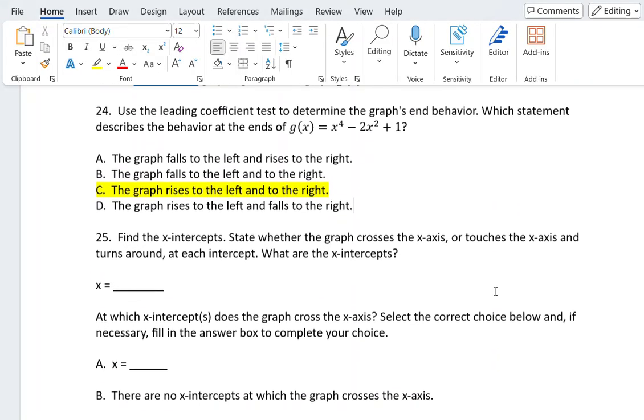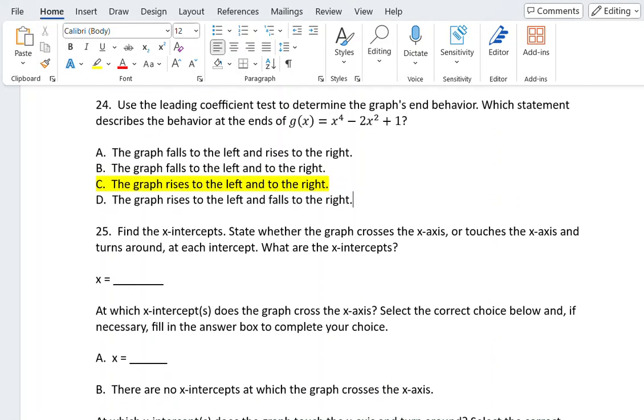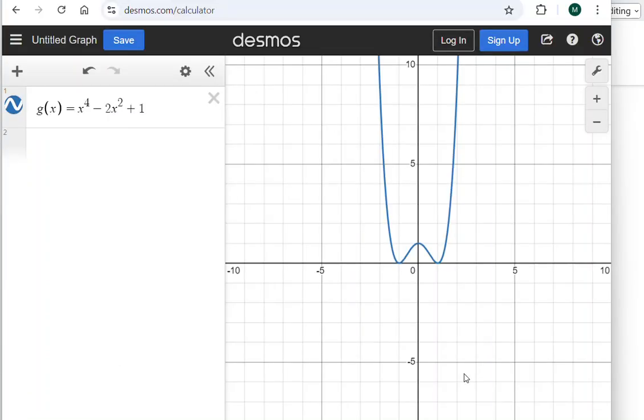Next, we're going to find the x-intercepts. This is easy to do on the Desmos graphing calculator. I can just click on them, and I can see that they are -1 and +1.